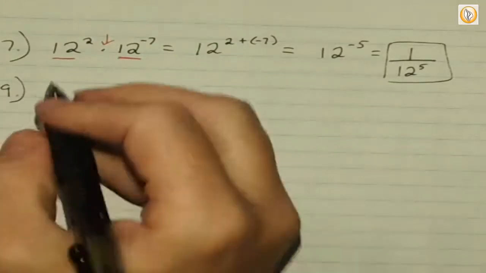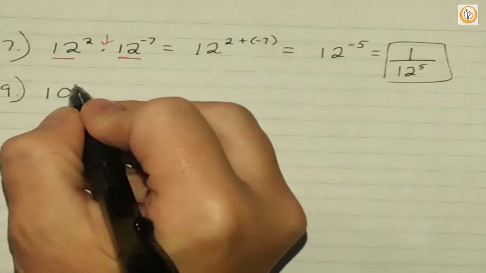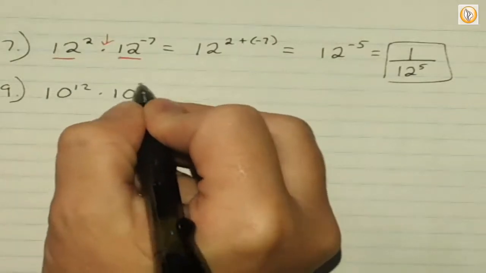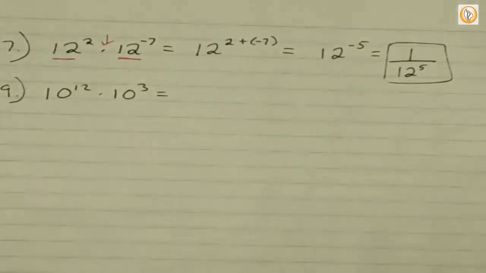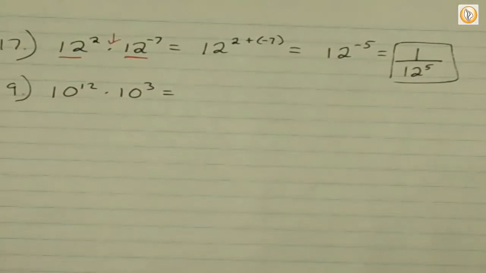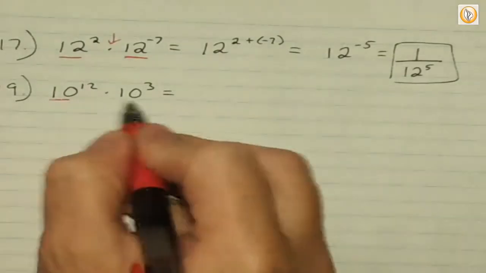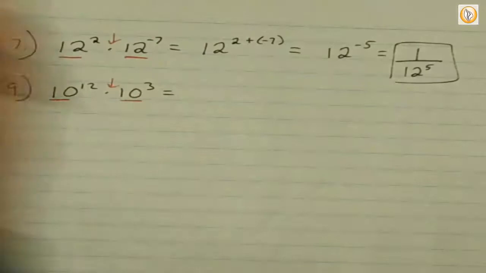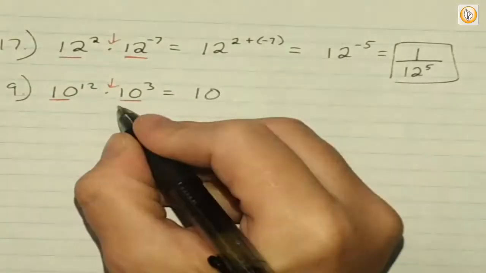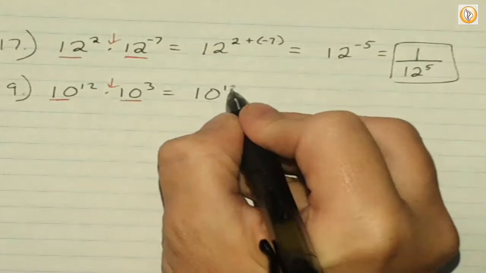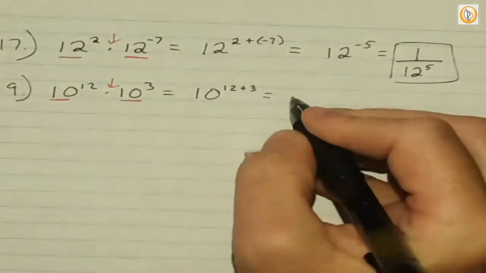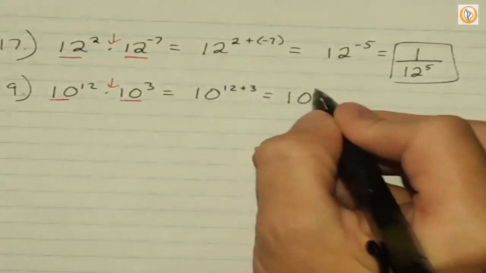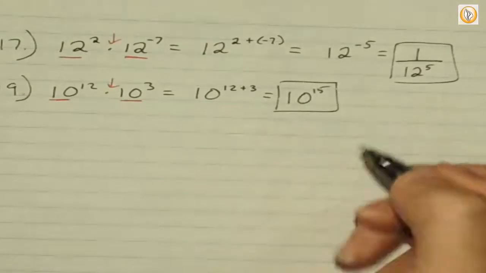Number 19, Michaela. I have 10 to the power 12 times 10 to the power 3. The bases are the same when we're multiplying, so we're going to add 12 and 3. Very good. The bases are the same. We're multiplying, so you add the exponents. And what do you get? 15. That's right. Good job.